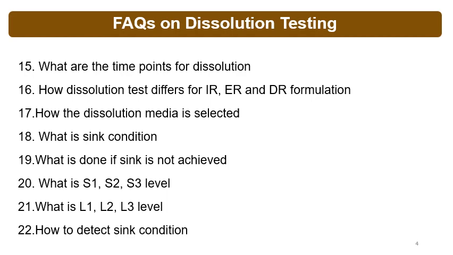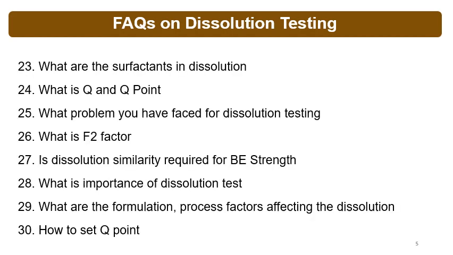Then how to detect sink condition? So sink condition is calculated based on the solubility and the media volume of the dissolution. Solubility of the API is considered, and if the media is sufficient to dissolve 3 times of the dose, then you can say that sink is achieved.